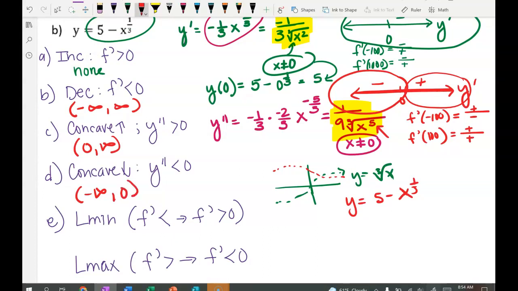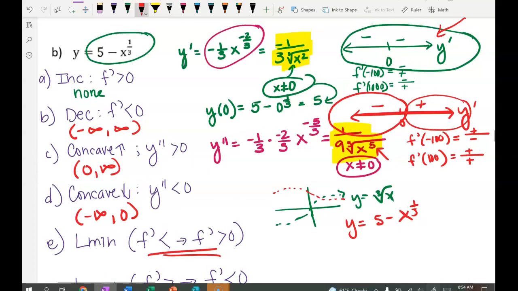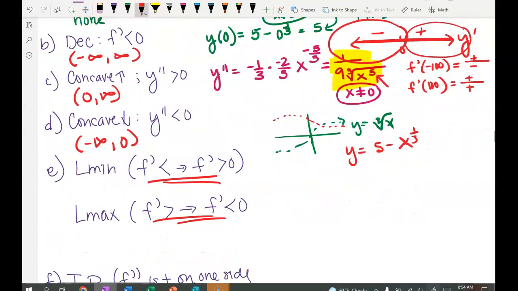Now we want to look at the first derivative for the local min and local max. Local min and local max occur when there's a change in the first derivative. If we look at the first derivative line here, there is no change. It's not going from positive to negative, or vice versa. So there's no local min and no local max. We're going to write none for both.